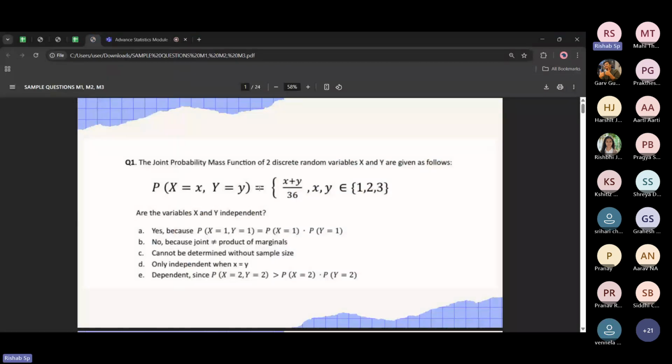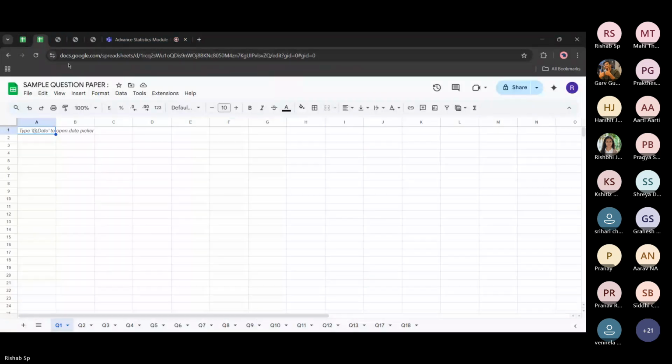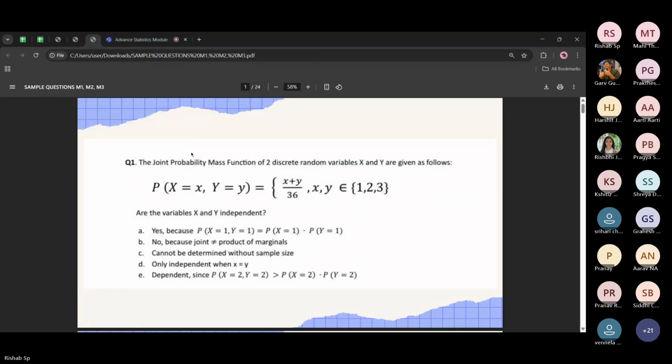Is it visible now? Questions? Yes, Rishabh, it is visible. Can you see the Excel right now? Yes, Rishabh.